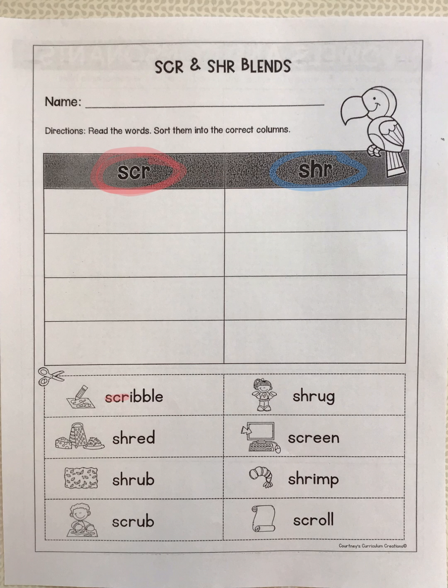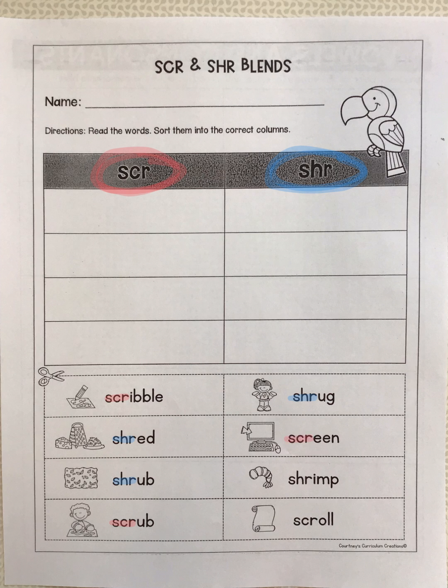Then I see my next word, shred, shr. I color it blue to match my shr at the top. Next word, shrub, blue. Next word is scrub, scr. It's going to be red. Then I have up at the top again, shrug, shrug. Color it blue. Then I'm going to sort this one red, screen.